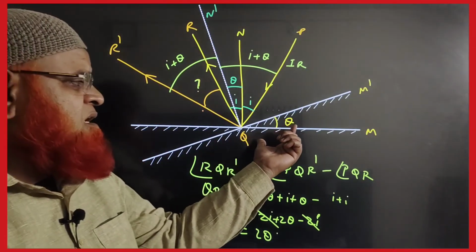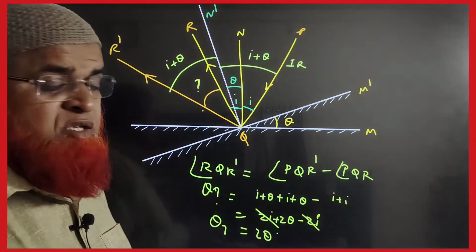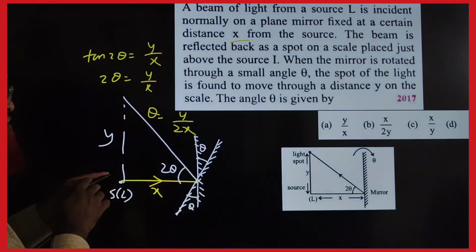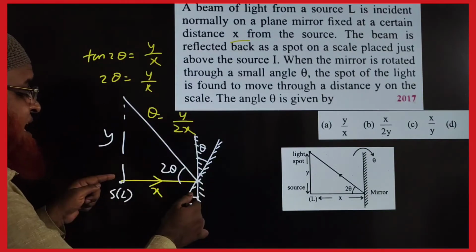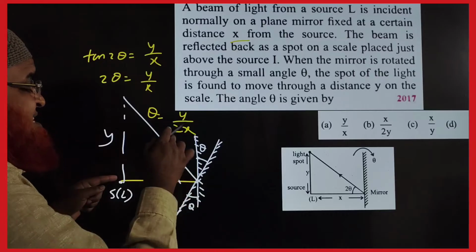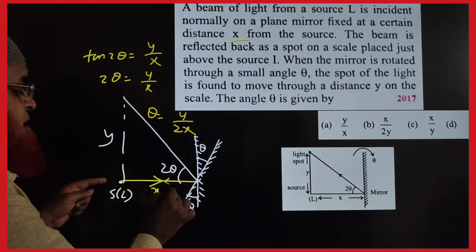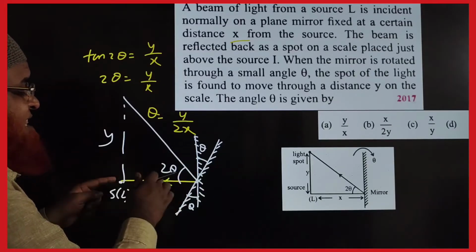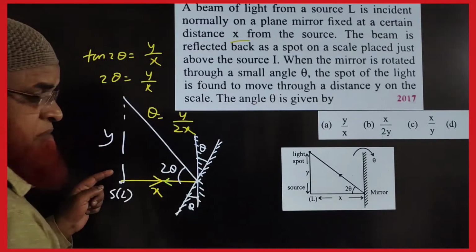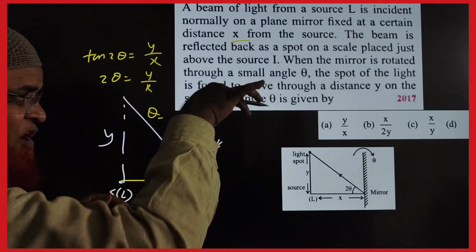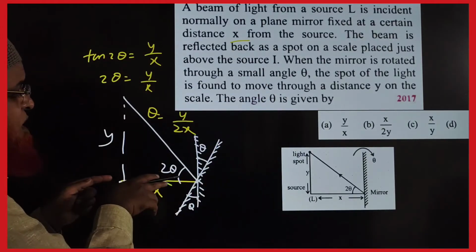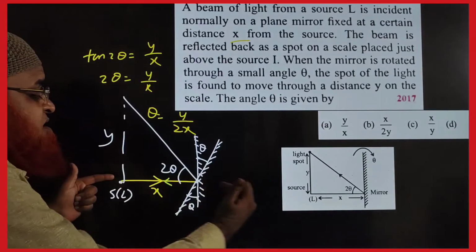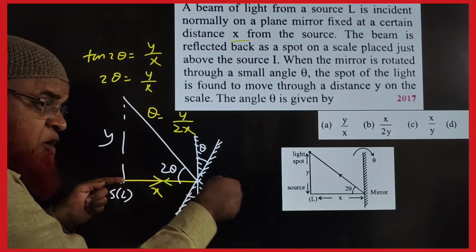So if a mirror is rotated through an angle theta, the reflected ray is rotated through an angle 2 theta. That is the concept here. Now look, here there was a source and the mirror was vertical, so the light ray directly strikes the mirror and reflects back in the same direction. Now once the mirror has been rotated through theta, the normal also rotates. Previously the reflected ray and the incident ray were coinciding with each other, retracing the same path.